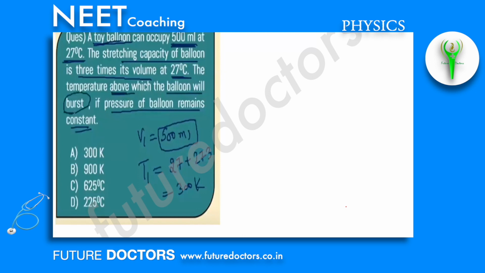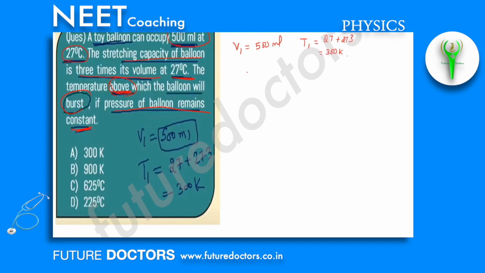Take down this question, calculate and tell me what is the answer. A toy balloon can occupy 500 ml at 27 degrees. The stretching capacity of the balloon is 3 times its volume at 27 degrees. The temperature above which the balloon will burst if the pressure remains constant. They are asking at what temperature the balloon will burst. So V1 is given as 500 ml. T1 is given as 27 degrees, 27 plus 273, so 300 Kelvin.